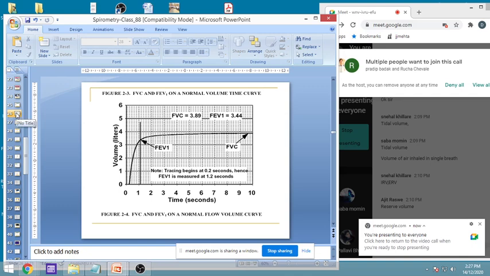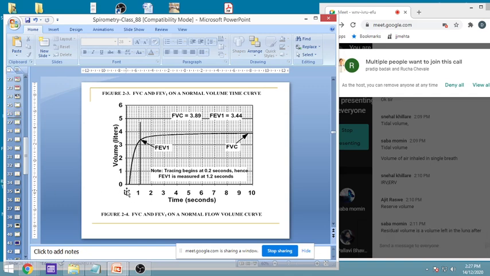So this is time and volume. As soon as the person starts, this will be measured. The volume is increasing, it reaches around 3.4, sorry, 3.89. We have seen already that FEV1 is around 80% to 90%. So this is the data which is there.